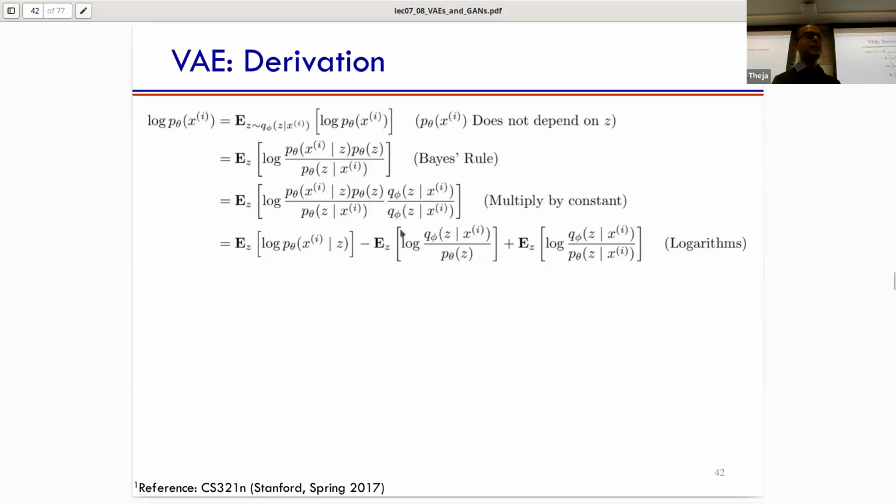And then finally, the remaining guys, P of Z given X and Q of Z given X, are just captured here. So just by using the definition of logarithms, we split it up into 3 terms. So this is just manipulation.